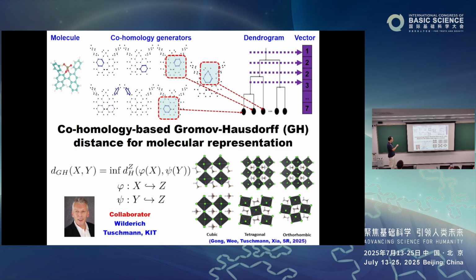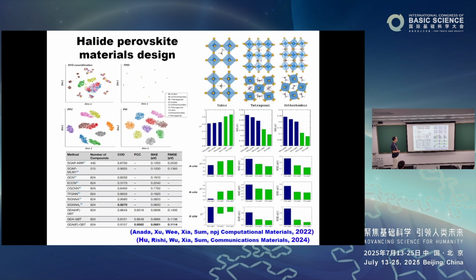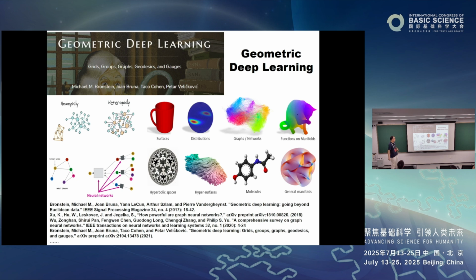Essentially, you have this protein, you map it into this vector representation Z. You have another protein, you map it into this representation Z. Then you can calculate the distance between them. So this is what we call a cohomology-based Gromov-Hausdorff representation, and we can use that to study different materials, because in these materials they have a lot of cycles, and we can use these things to characterize their structure properties. So this is about different representations.